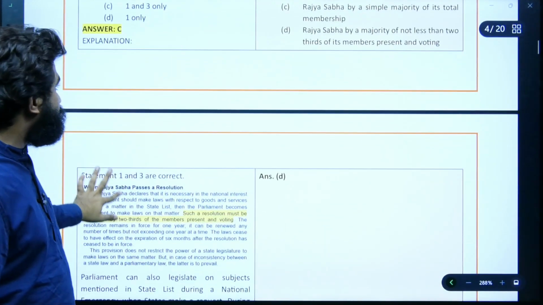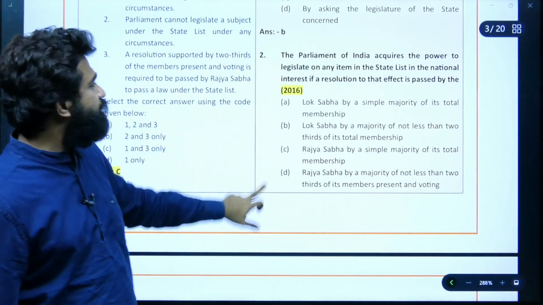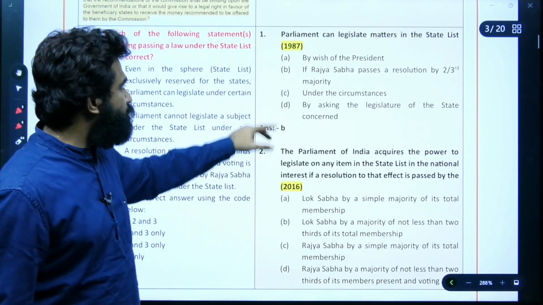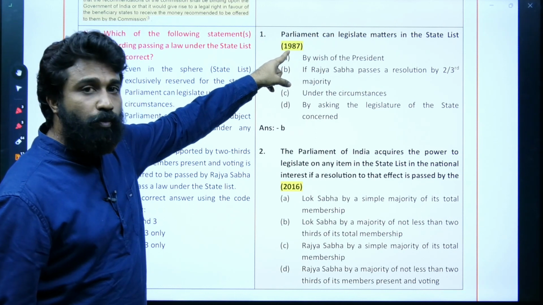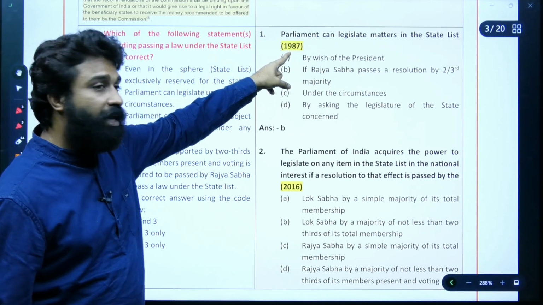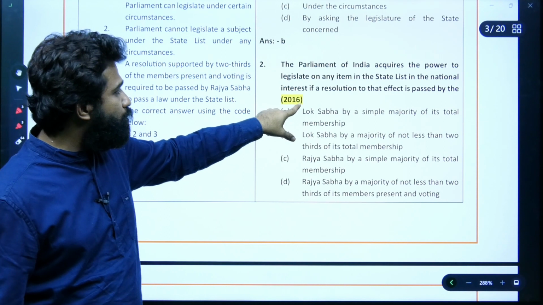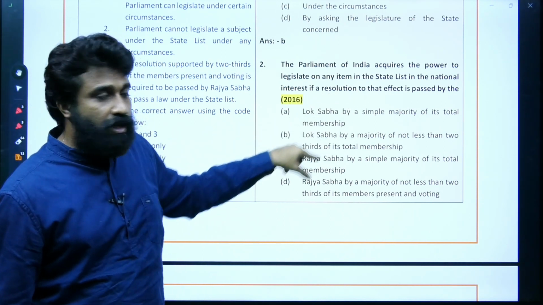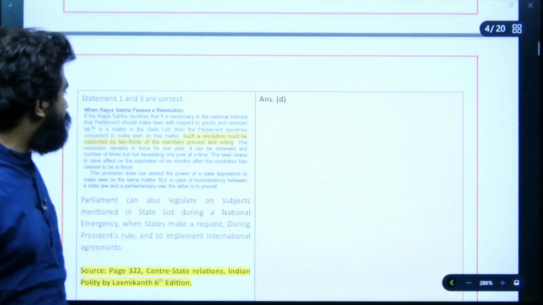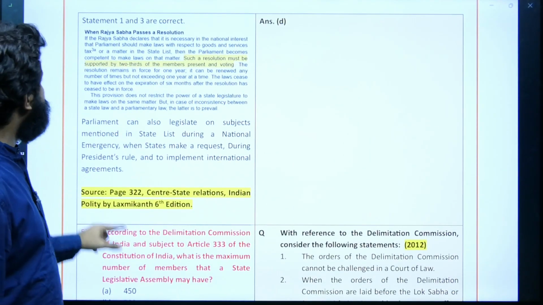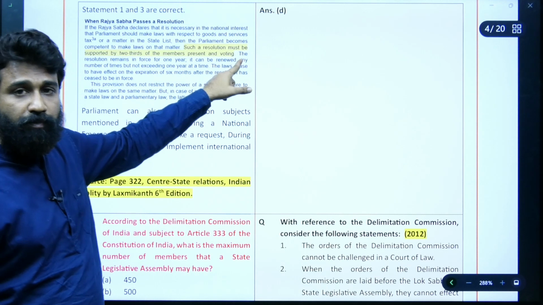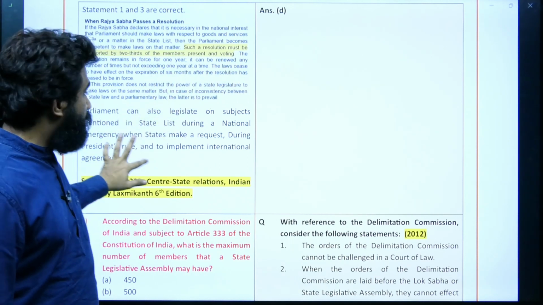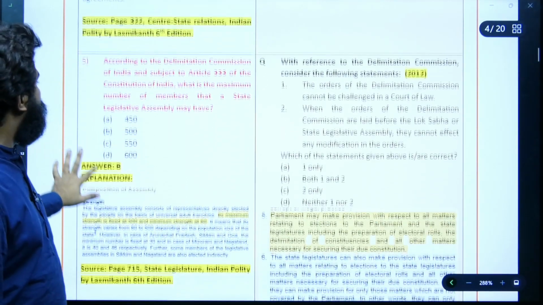And here the next question is the same question. See, the importance of the previous year questions is again shown here. I have highlighted it with the yellow mark. The same question was asked in 1987 and it is repeated again in 2016. That means the parliament has the power to make laws on the subjects laid in the state list. Such a resolution must be supported by 2/3 majority of members present and voting in the Rajya Sabha. Therefore, parliament can make laws on a state subject.